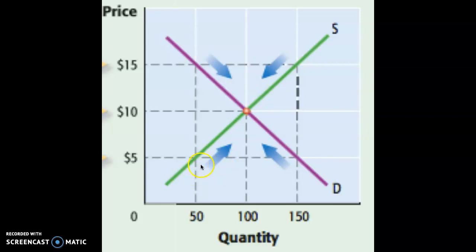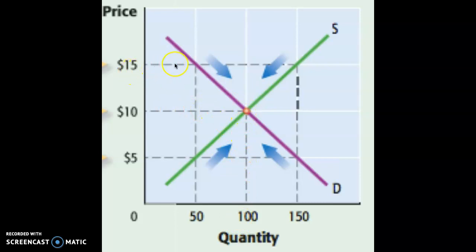So what's going to happen is, if the price is too low, we end up with a shortage, and that starts to put pressure on prices to come back up, okay? So in short, I'm going to try to put it all together here for you now. At $10, we have an equilibrium of 100 quantity. So we're at equilibrium price of 10, equilibrium quantity of 100.